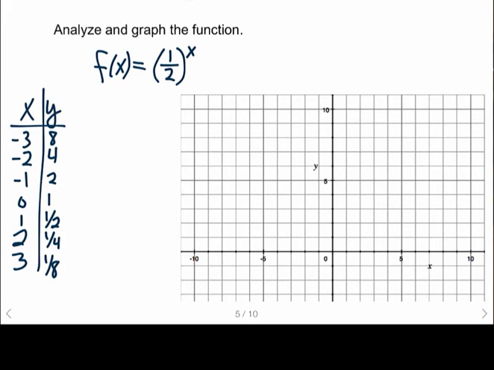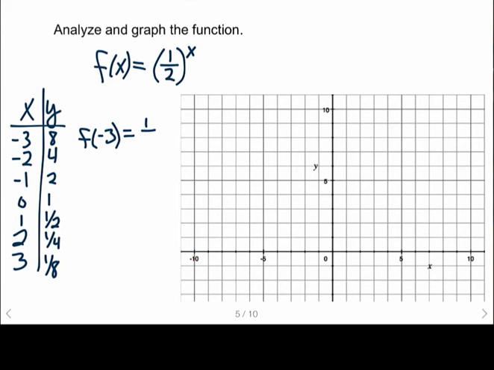So using the same inputs, -3, -2, -1, 0, 1, 2, and 3, we have the same outputs, but they're showing up in different places. We end up with 8, 4, 2, 1, 1/2, 1/4, 1/8. Let's see why, for instance, f of -3 turns out to be 8.